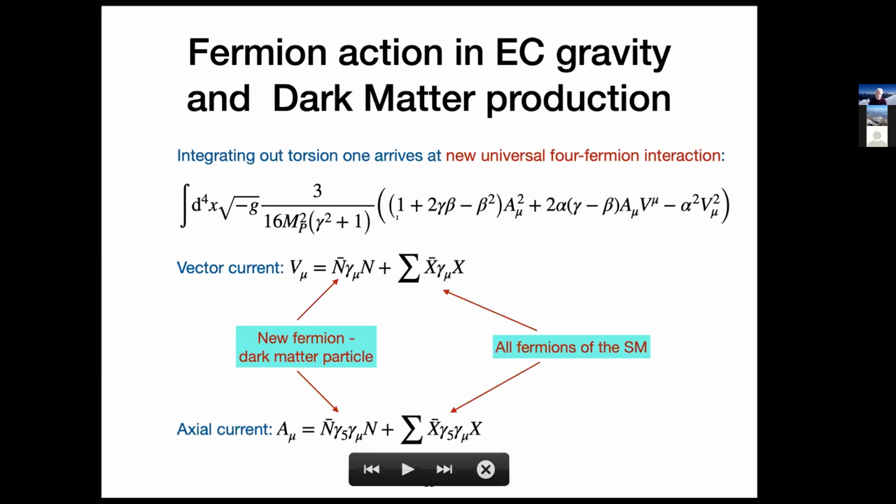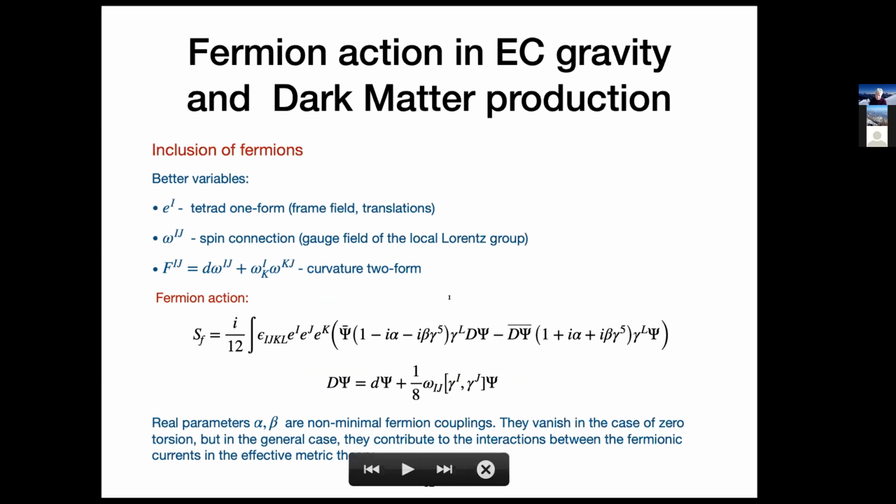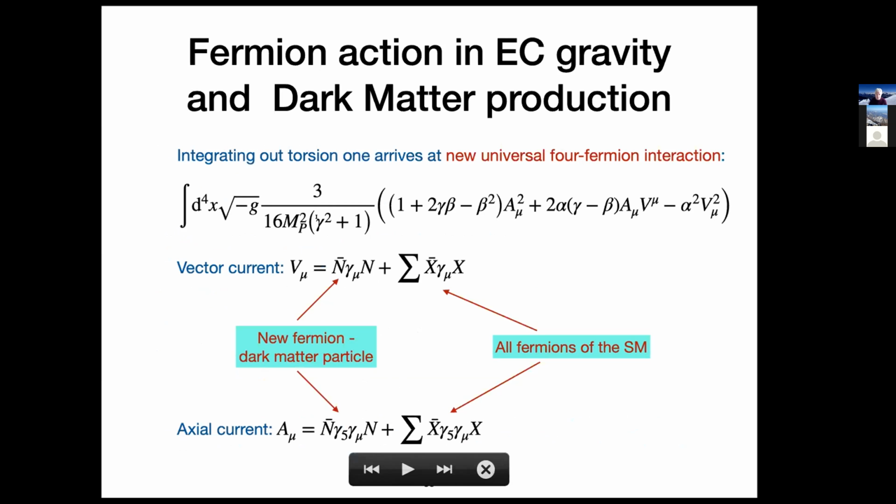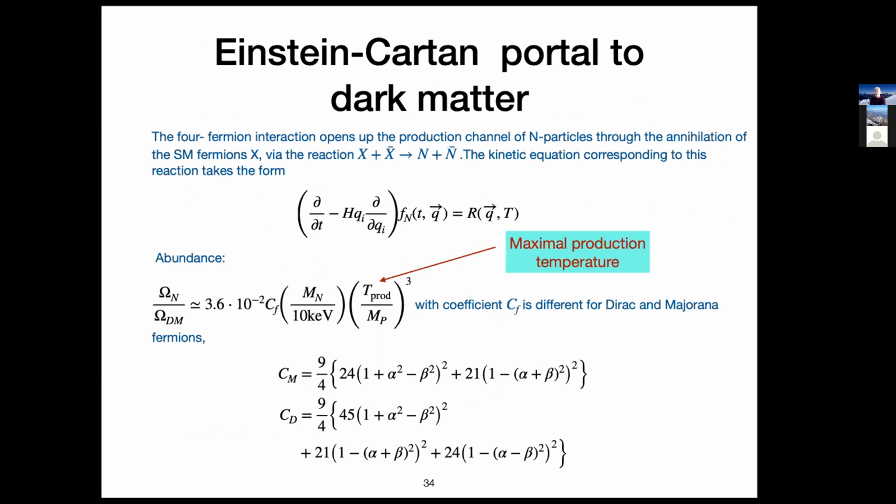The strength of this four-fermion interaction depends on the so-called non-minimal couplings, alpha and beta. It is suppressed by the Planck scale, and it contains axial times axial current, axial times vector current, and vector current squared. And all fermions participate there, all fermions which we have in the standard model, plus extra fermions if they exist. A natural candidate for a dark matter particle is a singlet fermion, and this singlet fermion is present in this four-fermion interaction. Since it's present there, it can be produced in interactions of ordinary particles.